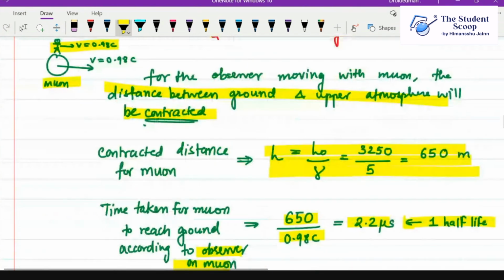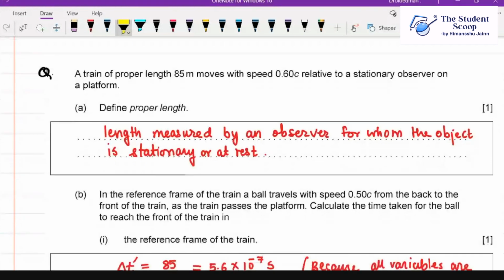We'll see one more example of what the proper length is. It is the length measured by an observer for whom the object is stationary. See, there is a train, the proper length of the train is 85 meters, and the speed of the train is 0.8 c.